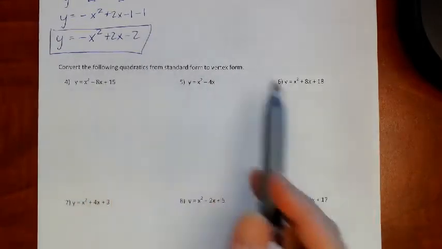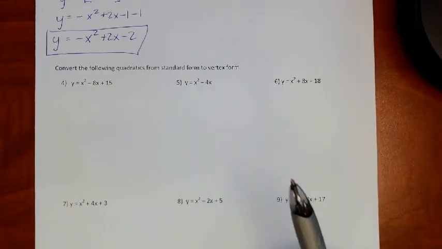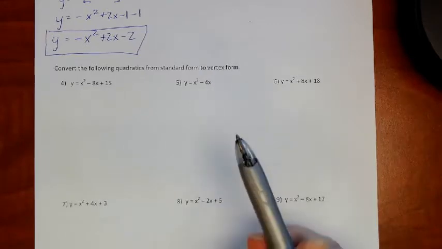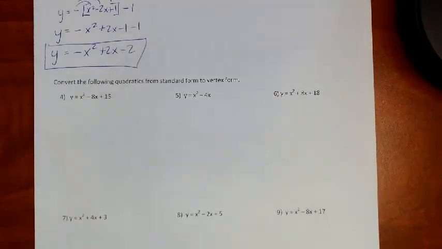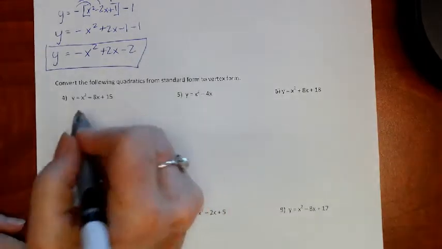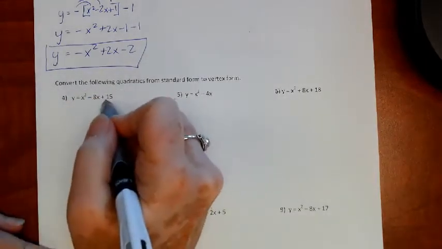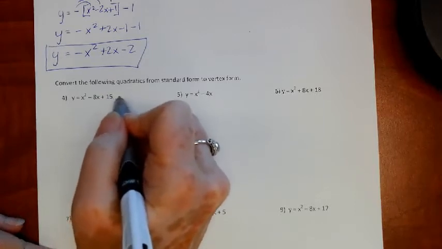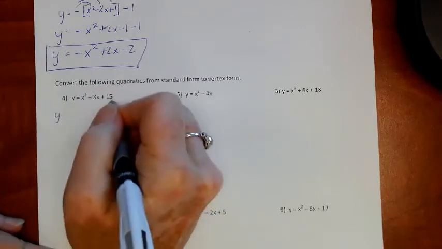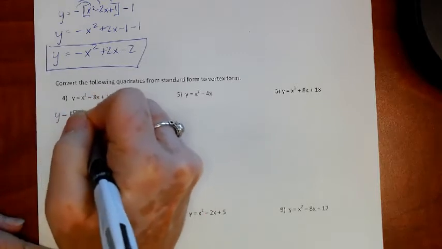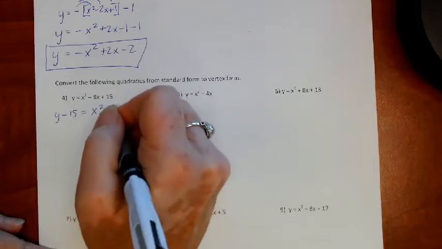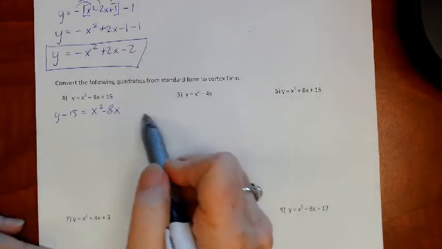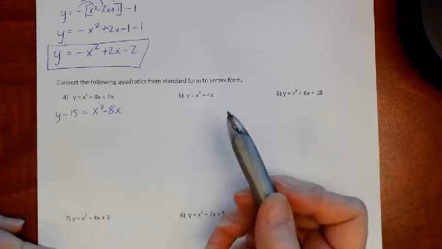I'm going to move to these. Convert the following quadratics from standard form to vertex form. So vertex form is when it looks like this. It's what we call graphing form, and we've been taught to complete the square. So I'm going to go ahead and take the 15 and get it out of my way. I'm just going to subtract it from both sides so I can complete the square easily right here.